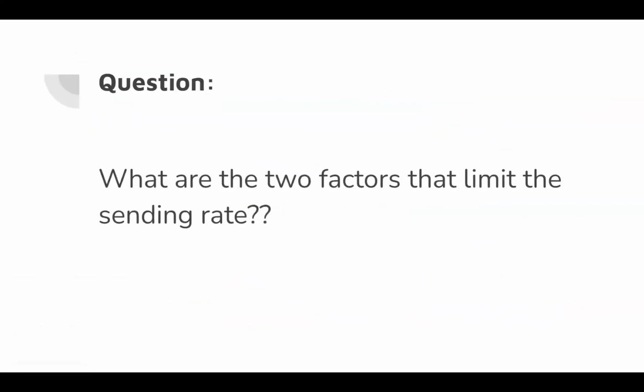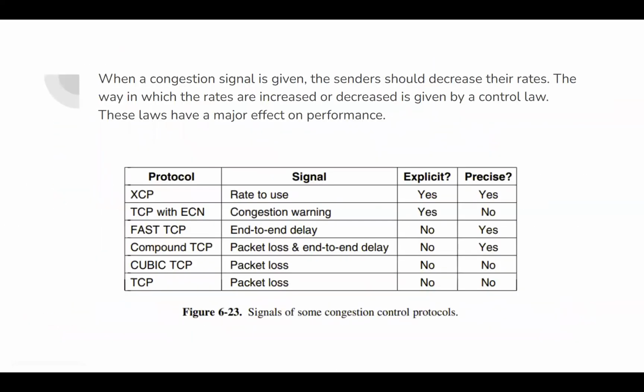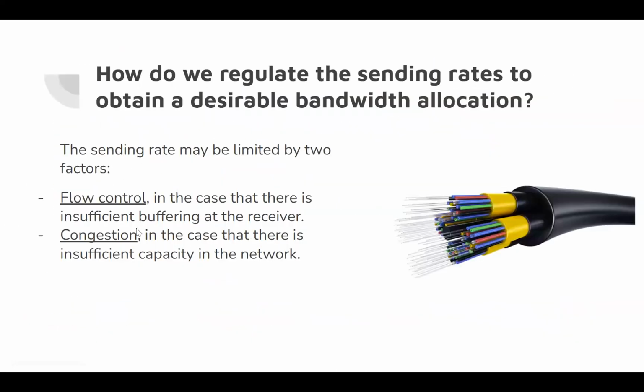So lastly, a question. What are the two factors that limit the sending rate? The answer would be right in the first slide. Flow control and congestion are the two factors that limit the sending rate.